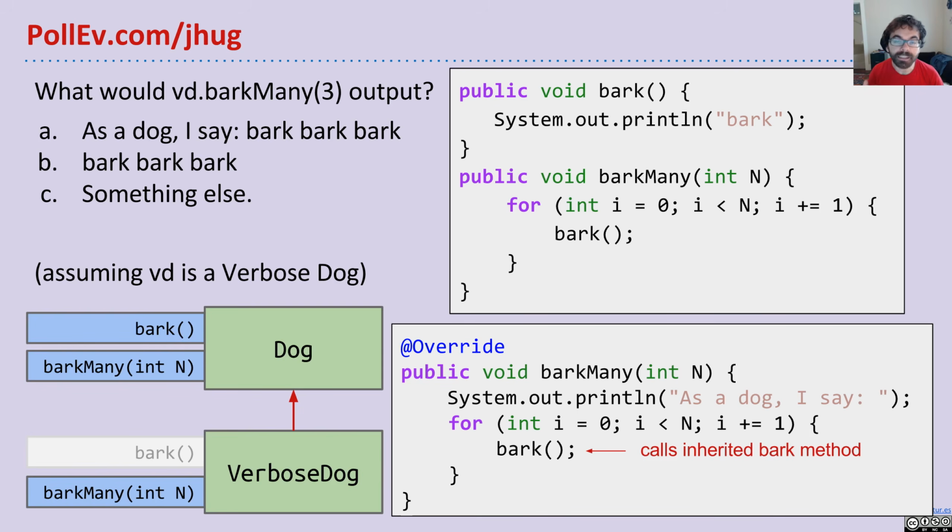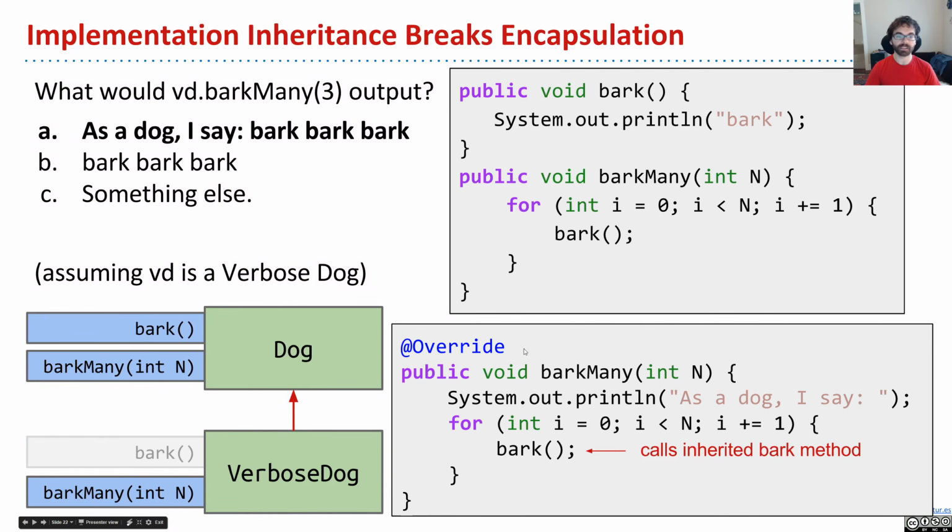Okay, so we have to turn to dynamic method selection. If we do vd.barkMany, the dynamic type of the vd variable is VerboseDog, so we'll call this method. That will in turn call bark. And this bark we see does not exist in VerboseDog, so we'll turn to our superclass and call bark. So we'll get, as a dog I say, bark, bark, bark.